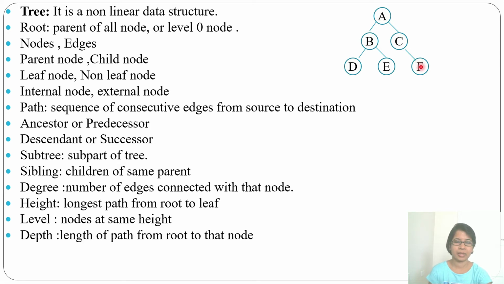Next is depth. The length of the path from root to that node is called the depth, like you can say D's depth is 2. So the length of path from root, so this is 1, this is 2. So you can say D has depth 2 from A.